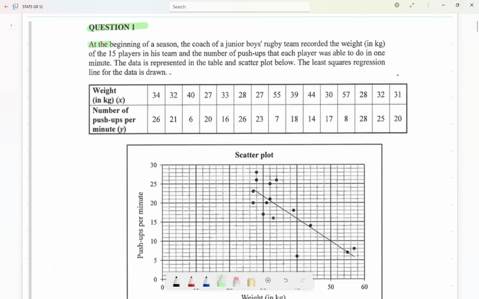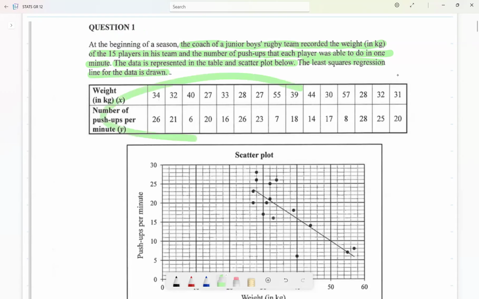So it says at the beginning of a season, the coach of a junior boys rugby team recorded the weight in kilograms of the 15 players in his team and the number of push-ups that each player was able to do in 1 minute. The data is represented in the table and scatter plot below. The least square regression line for the data is shown.